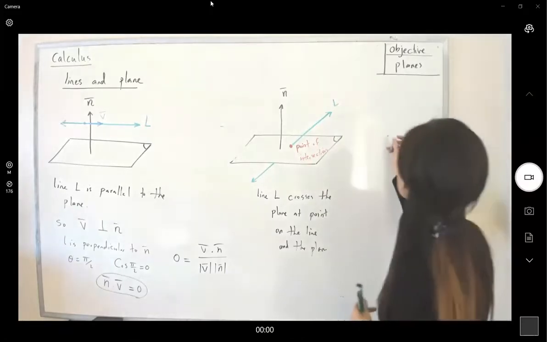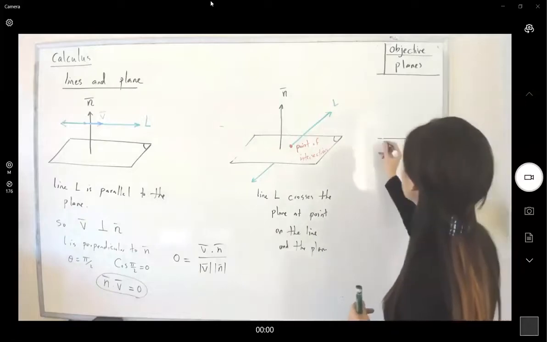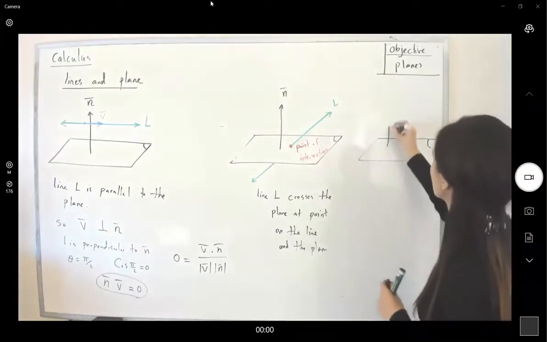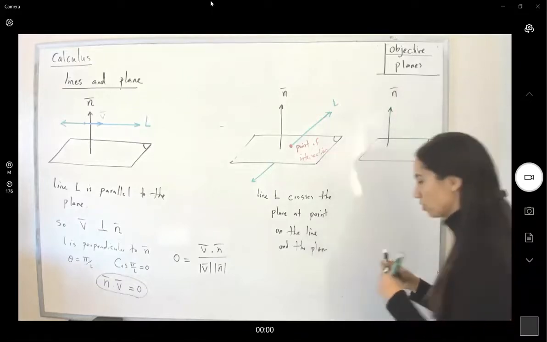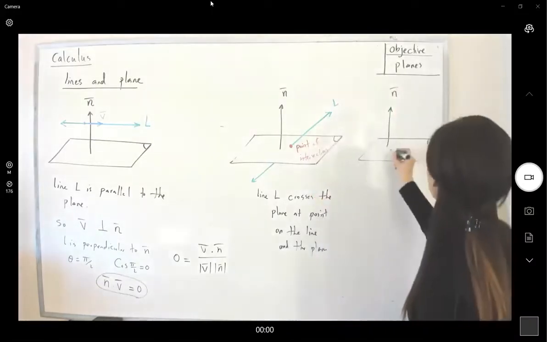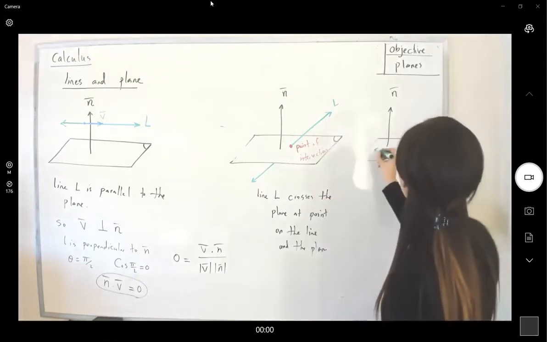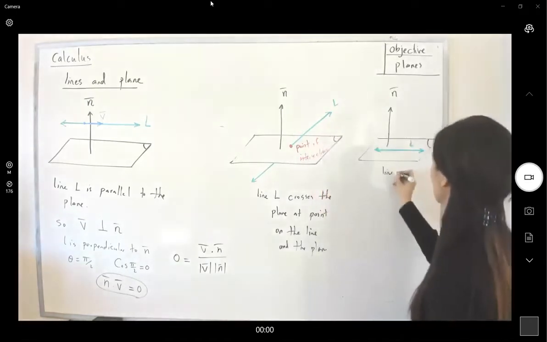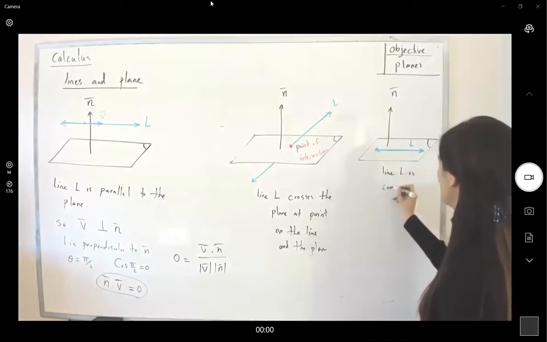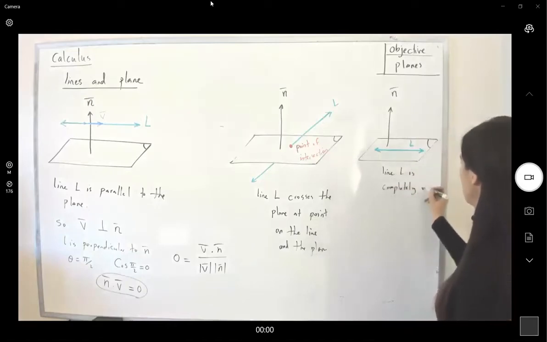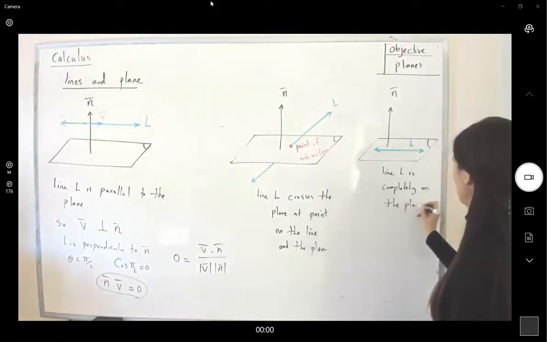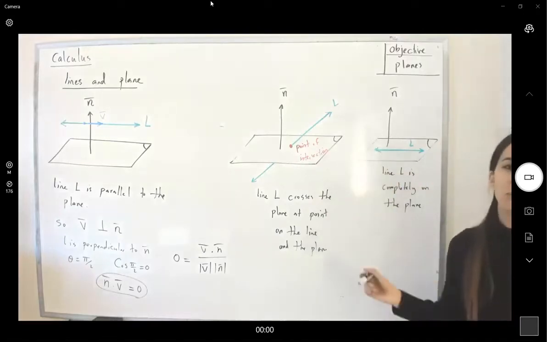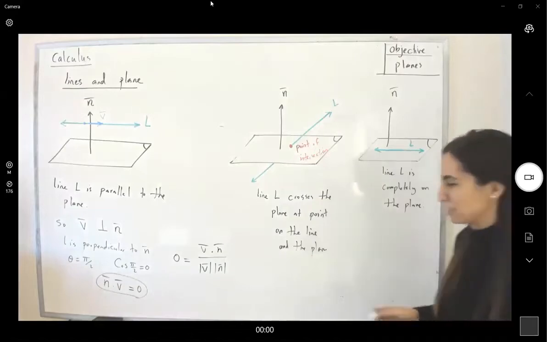And finally, your line is entirely on the plane. So this is our plane. This is the normal vector of the plane, and this is your line. Line L is entirely on the plane. Line L is completely on the plane. So these are the different cases, different relations between lines and planes.